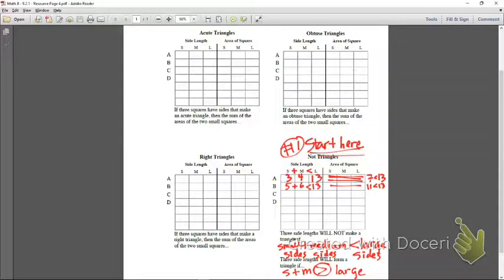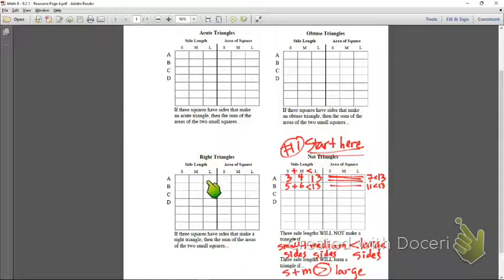All right? So you start here. Without this, you cannot figure out anything. So if you figure out that you don't have a triangle, great. Problem's done. But if you do have a triangle, well then now you have to figure out, is it an acute, obtuse, or a right triangle.